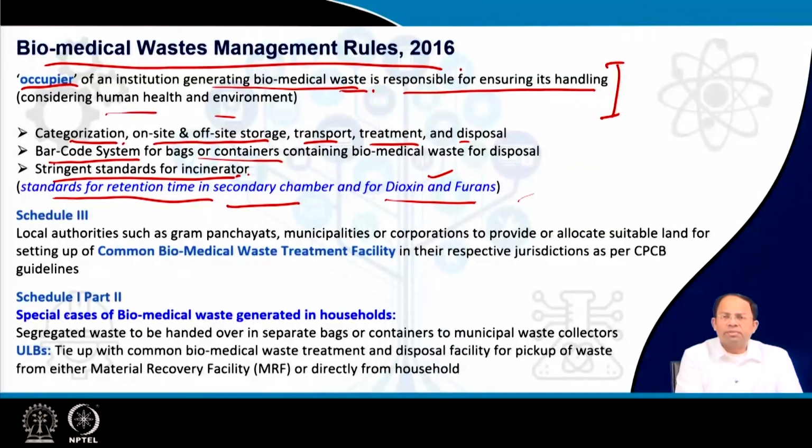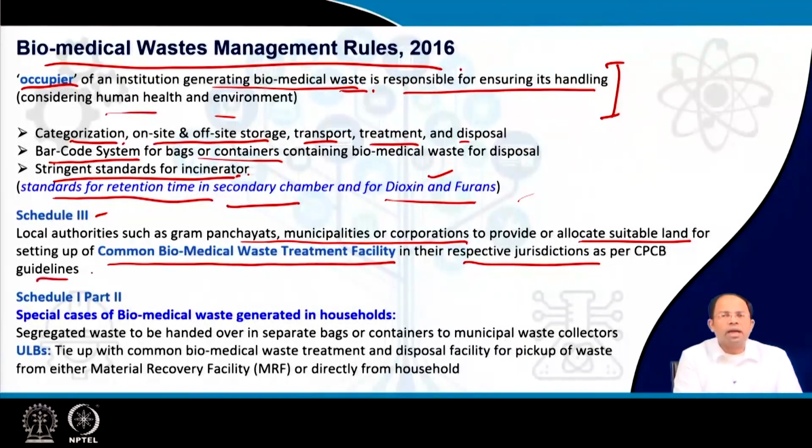In addition, there are different schedules in this particular waste. Schedule 3 talks about local authorities such as Gram Panchayats, municipalities or corporations. It is the role of ULBs to provide or allocate suitable land for setting up a common biomedical waste treatment facility in their respective jurisdiction as per CPCB guidelines. So, their job is to provide the area where this kind of common biomedical waste treatment facility can be set up, so that this kind of treatment can be done. But the collection and all this process is actually managed by the generator themselves.